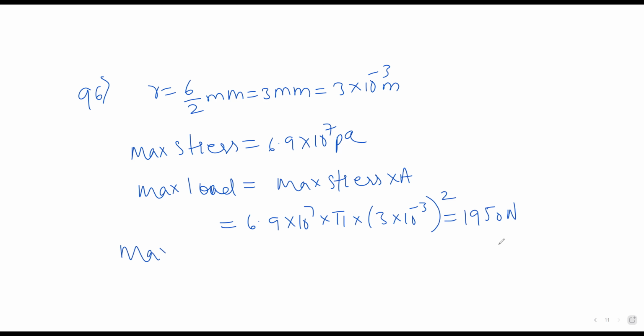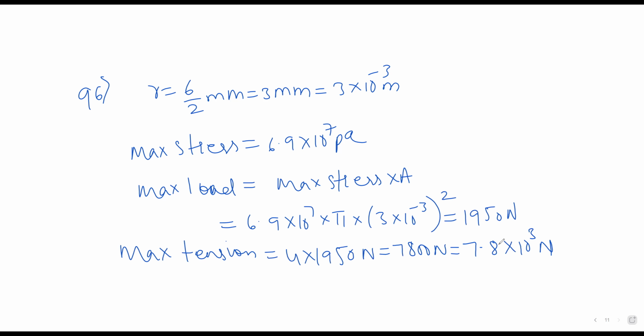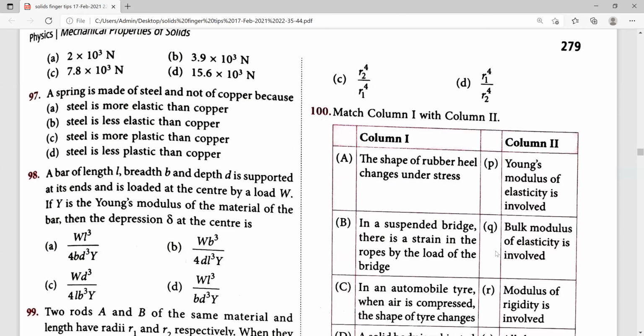So therefore maximum tension that can be exerted by the retrieve strip is equal to 4 into 1950 Newton, which is equal to 7,800 Newton. So that is almost equal to 7.8 into 10 to the power of 3 Newton. So according to this, for 96th one, which is the right answer? C1 is the right answer.